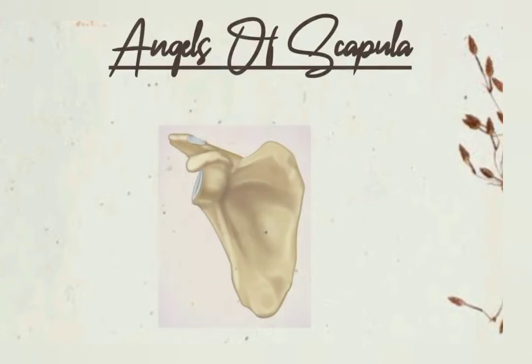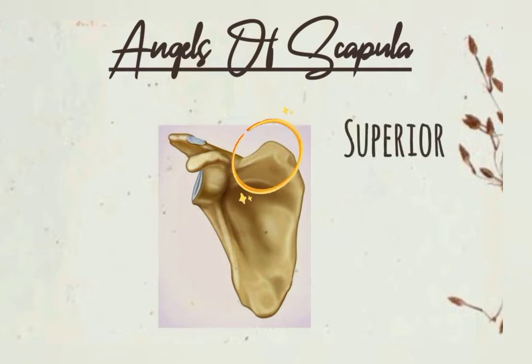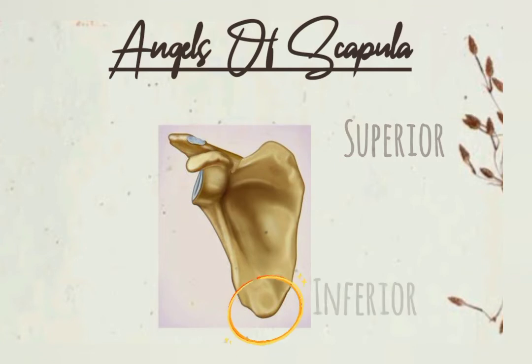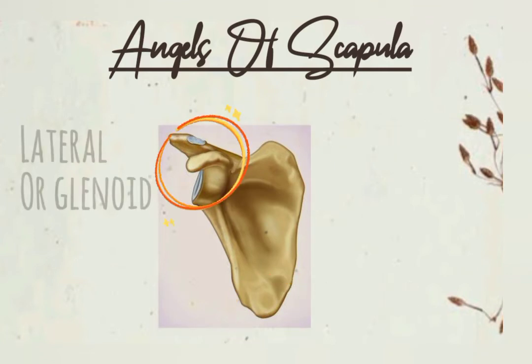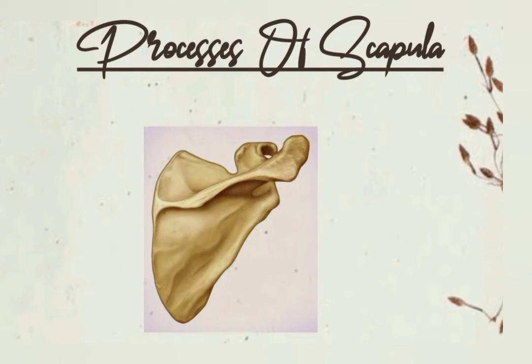Now let's discuss the angles of the scapula. As I told you, it bears three angles, the superior angle, the inferior angle and the lateral angle. So this is the superior angle, this is the inferior angle, and this is the lateral angle. The lateral angle is also termed the glenoid angle because of the presence of the glenoid cavity over here.